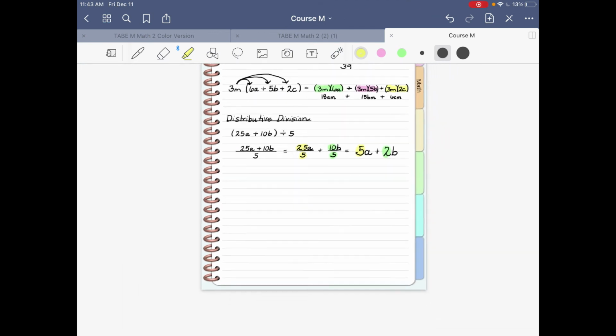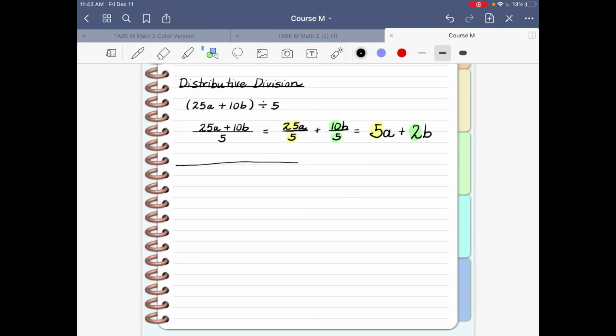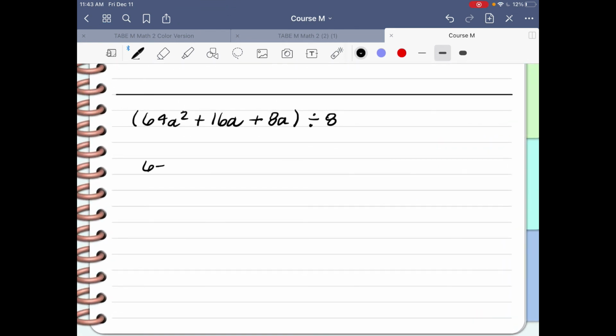Okay, here's another one. Another example. Let's draw a line. I don't want these to run together. So I have (64A squared plus 16A plus 8A) divided by 8. So the first thing you want to do is write this algebraically. You want to take your parentheses and put those as your numerator.